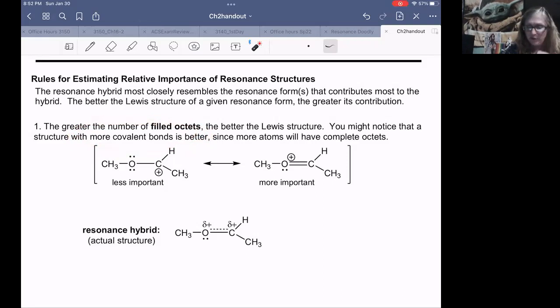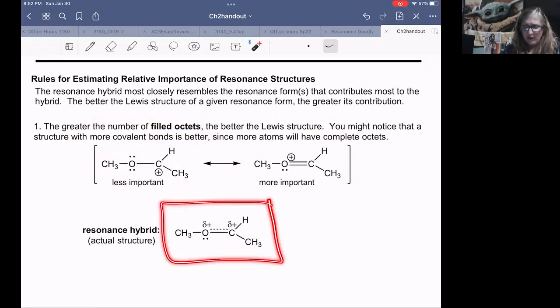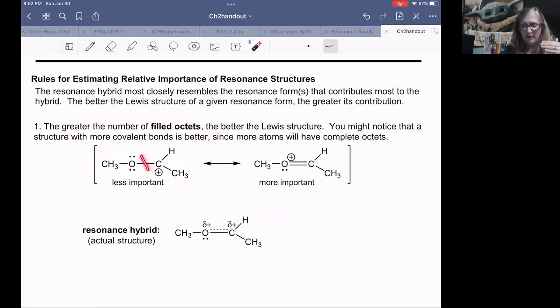So let's take a look at two resonance forms. We have this resonance structure and we have this resonance structure. These represent the same compound. Again, here's the hybrid. The hybrid has a partial double bond between the carbon and the oxygen. It's not really a single bond. It's not really a double bond. And the positive charge is delocalized. That language is really important to get a feel for. So the positive charge is delocalized.